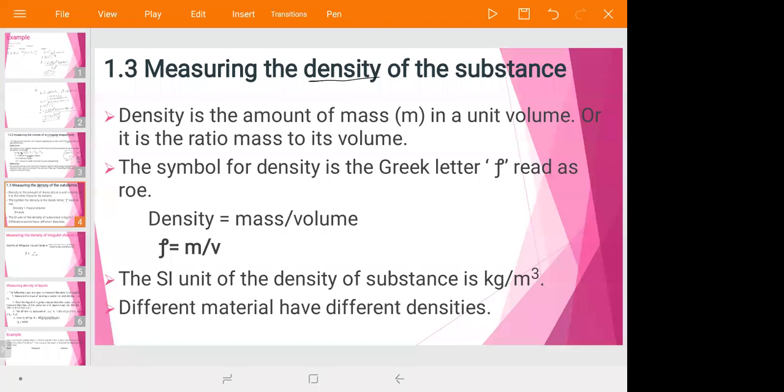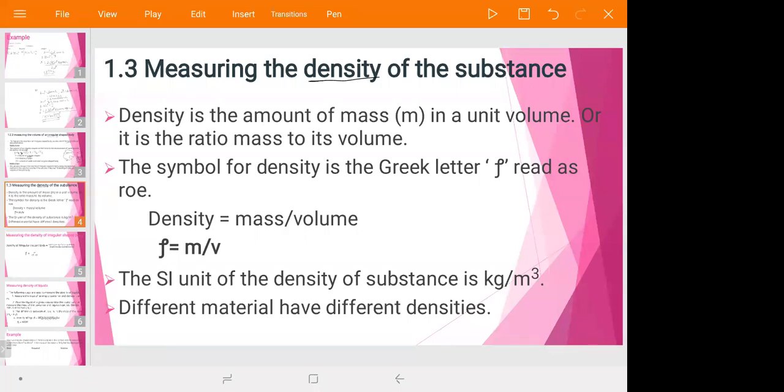And let us proceed to how we can measure the density of a substance. By the way, what is density? What's the definition of density before we go into how we can measure it? Density is the amount of mass in a unit volume.